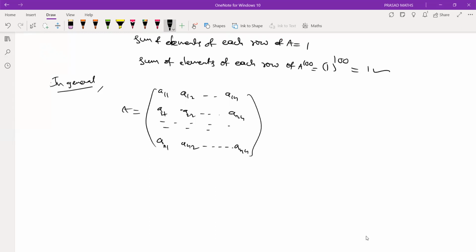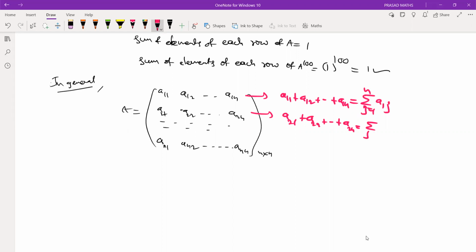When you're given a square matrix of n by n, what is the sum of the elements of the first row? The sum of the elements of the first row is simply denoted by A11 plus A12 going on to A1n, but this can be rewritten as summation j equals 1 to n of A1j. Similarly, A21 plus A22 going on to A2n can be rewritten as summation j equals 1 to n of A2j.